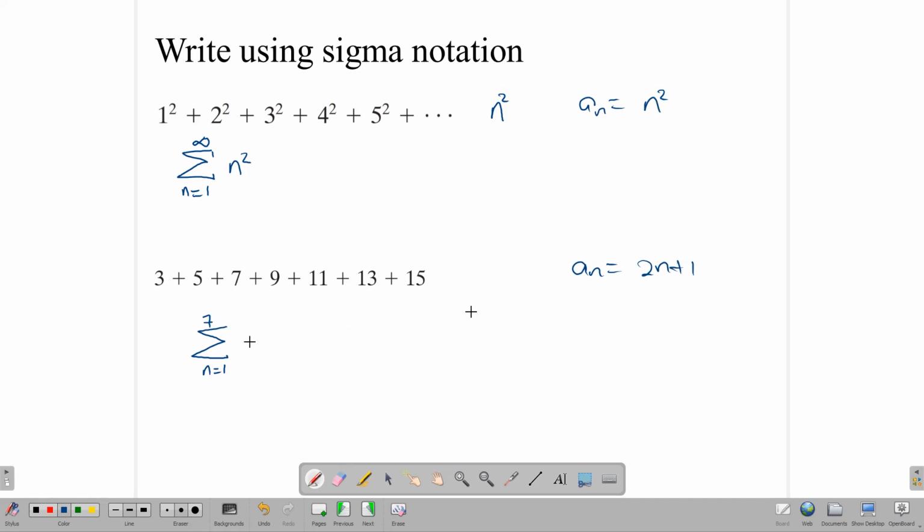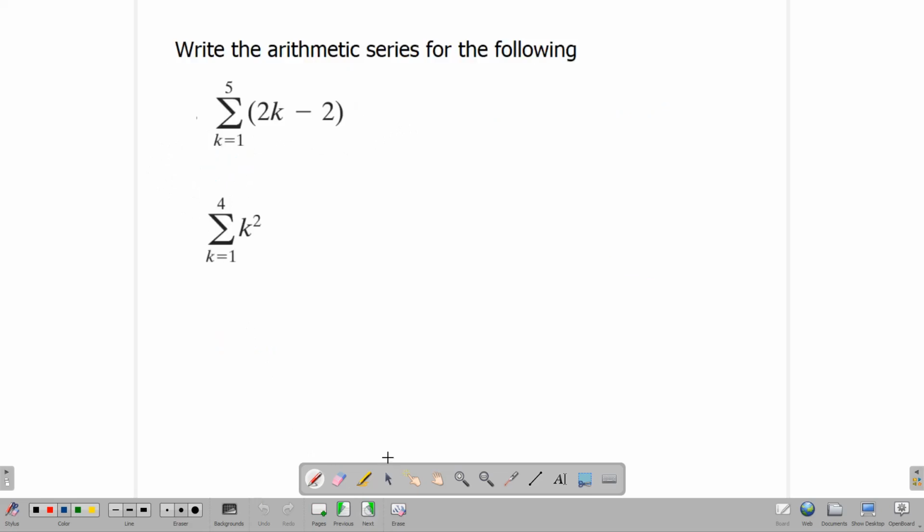And then our series is going to be written as the sum from n equal 1 to 7, 1, 2, 3, 4, 5, 6, 7, so that's where the 7 comes from, of 2n plus 1. So we can take sequences and we can write them as series. We can take these numbers that are written out this way, expanded, and contract it this way, writing it using the sigma notation. Or we can do the opposite.